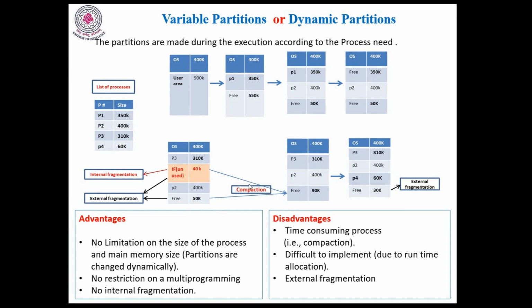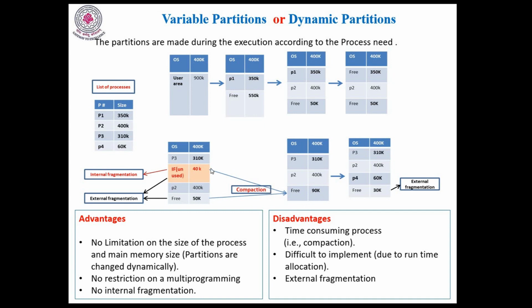Now with the help of the compaction method, unused memory is made into one group and used memory into another group. The compaction method is mainly for what? For making two divisions: the used area on one side and the unused area on the other side. Let us see, the used area is P3, P2, and the unused area is 40K and 50K. So 90K.